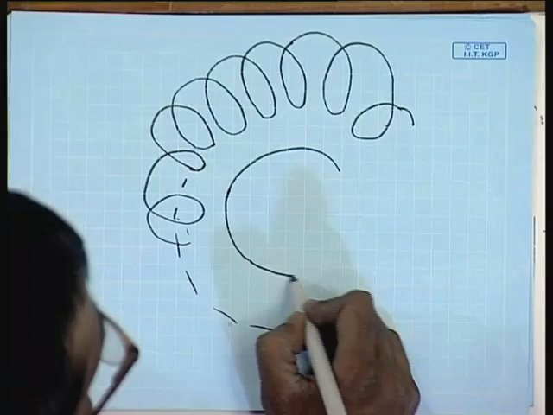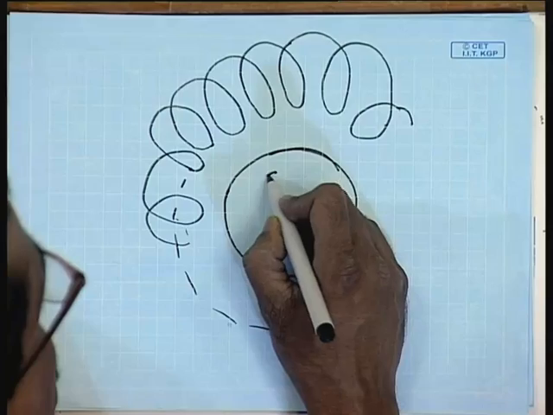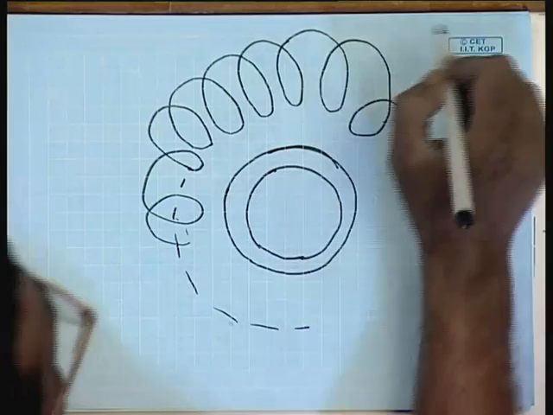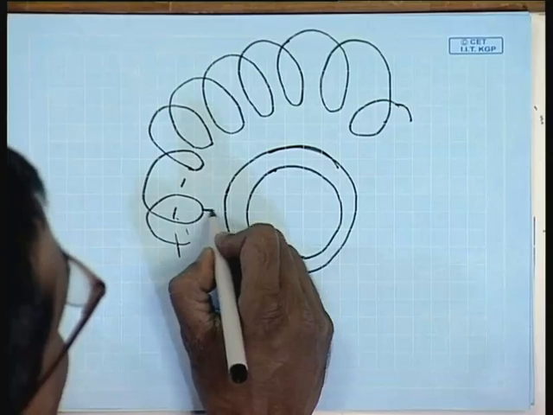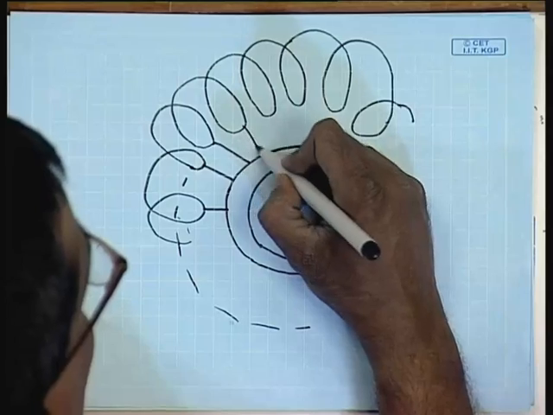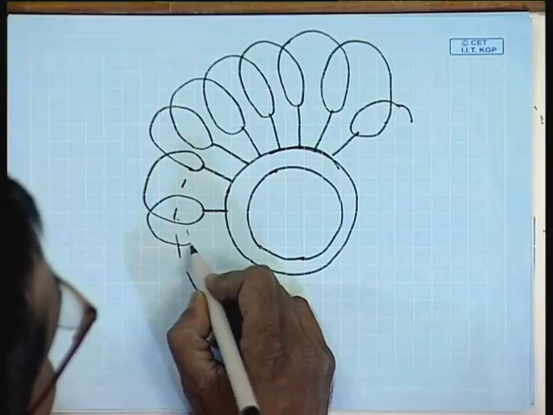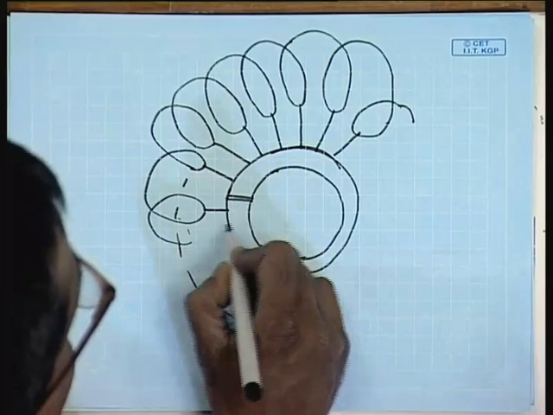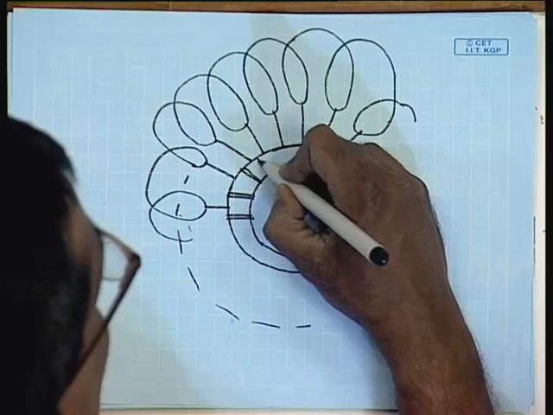Commutator, as I have mentioned earlier, is an annular structure. Previously, with only one coil, we had two segments, but with multiple coils, now I should have as many segments as there are coils. And each coil will be connected to one of these commutator segments. And these segments must be insulated from each other using some insulating material.